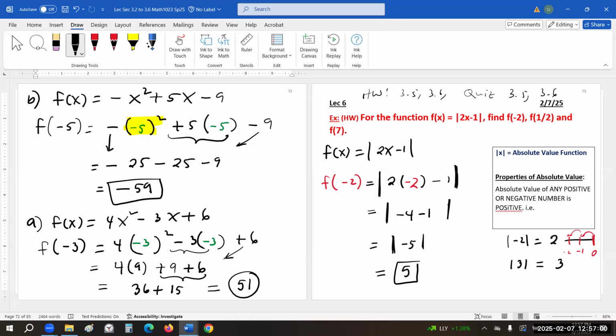Okay. Now try the other two. What is f of 1/2 and f of 7?